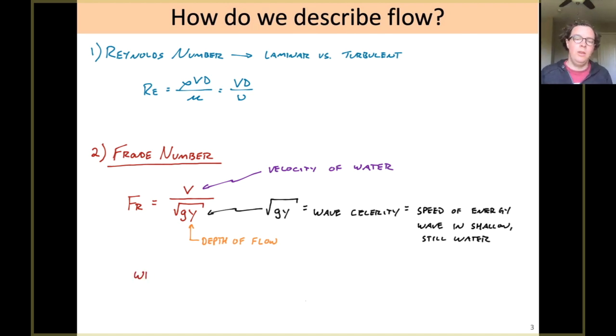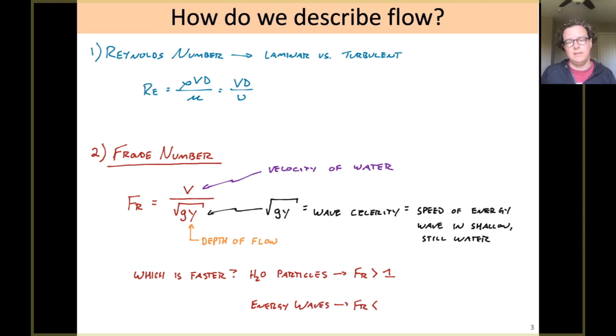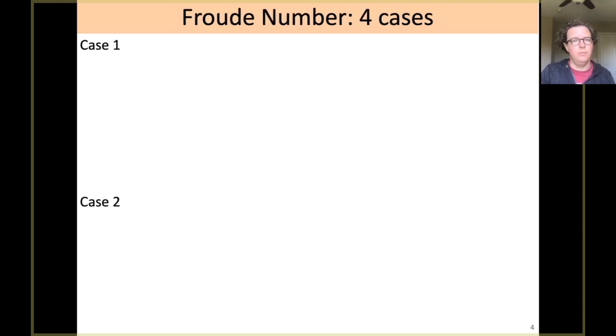So if the water particles themselves are moving faster, that means the numerator is the larger value. You get a Froude number greater than 1. If the energy waves are traveling faster, you get a Froude number of less than 1. That would mean that the denominator is larger. So there are 4 cases that we're going to look at with the Froude number.